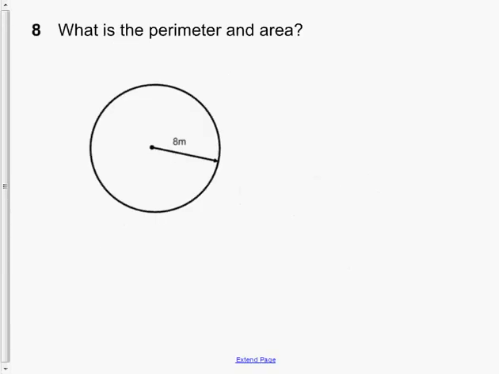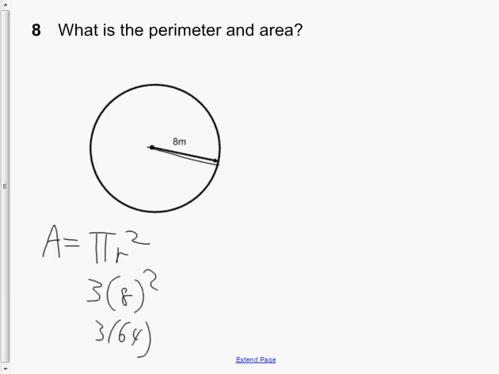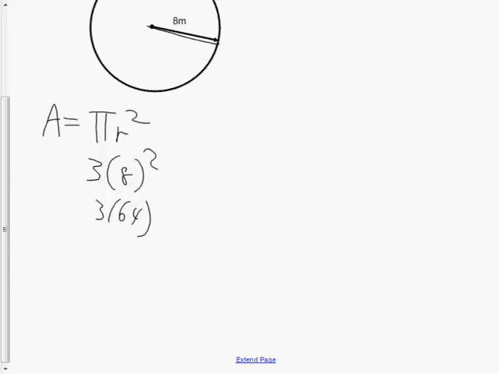Question 8, what's the perimeter and area of this? So our area formula, we're going to write that area equals pi multiplied by the radius squared. We're going to treat pi as 3 for our test, just because it's easy to do without a calculator. The radius is right there, which is 8. So 3 times 64 would be your, because you have to simplify the exponents before you do your multiplication, 3 times 64 would be 192, and therefore 192 meters squared.